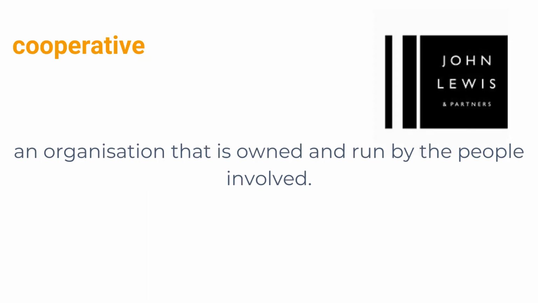Now, a cooperative is different again, and a cooperative is an organization that's owned and run by the people involved. So this is normally the people who are employed in the company. And a very famous cooperative in the United Kingdom is John Lewis. Now, John Lewis, if you don't know it, it's a chain of department stores, and they also have an online business as well. And at the moment, I think they employ around about 64,000 people.